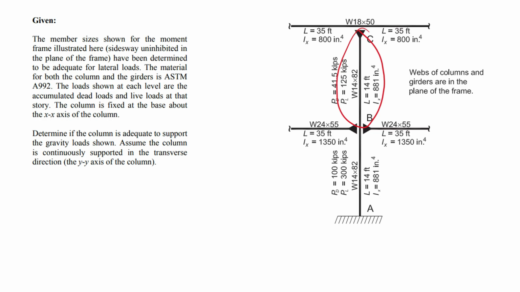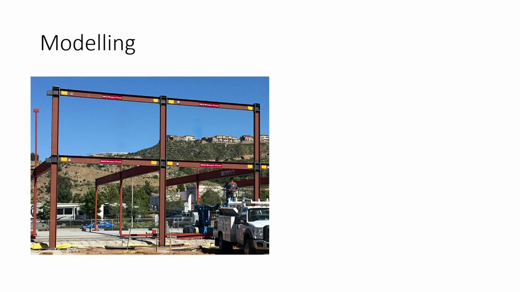Notice that the column is fixed at the bottom and that all members are being bent about their strong axis, and thus we are using Ix for all. This structure would look something like this in real life.